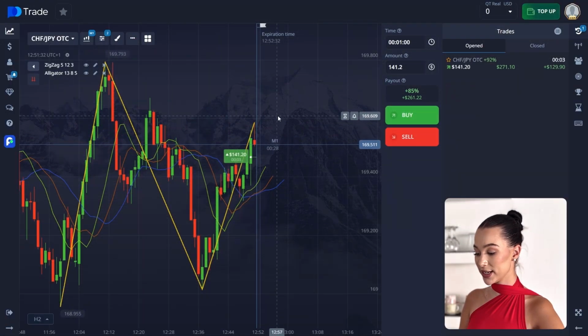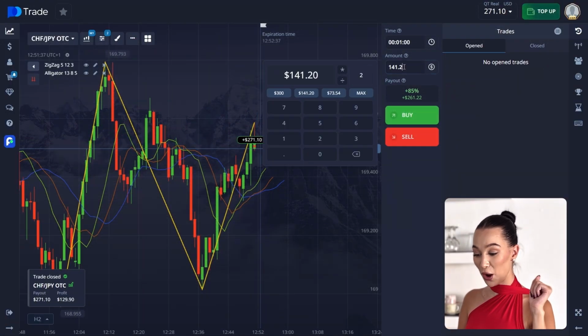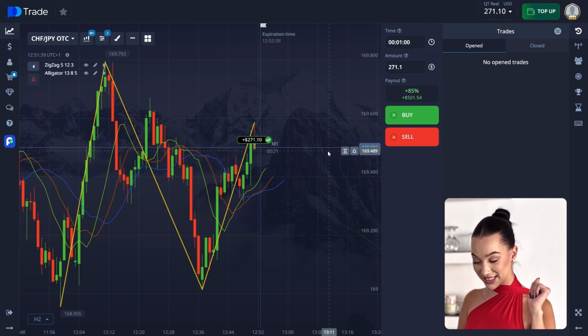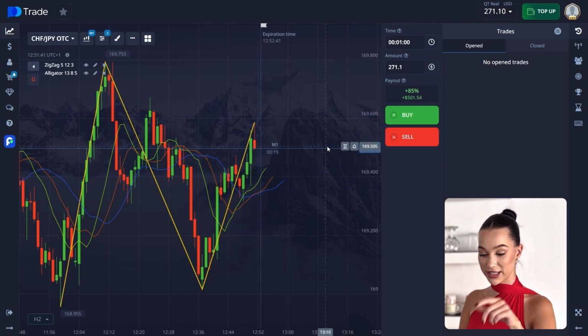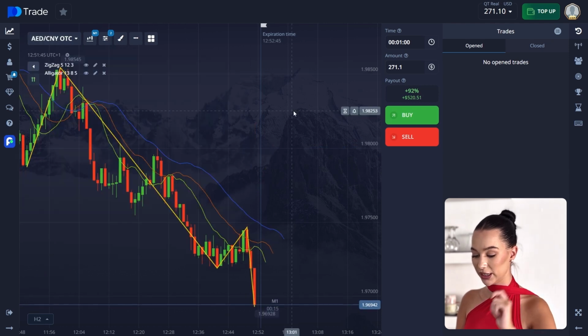And guys, it's 3 seconds to 1 till the end of our trade, and we close it in the plus. We can see we almost got a correction. You can see this last red candle, but we got really lucky.